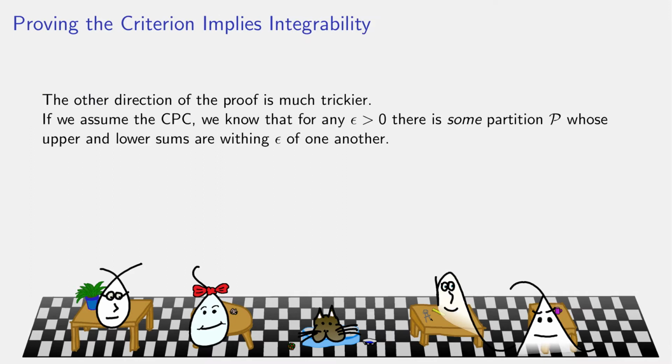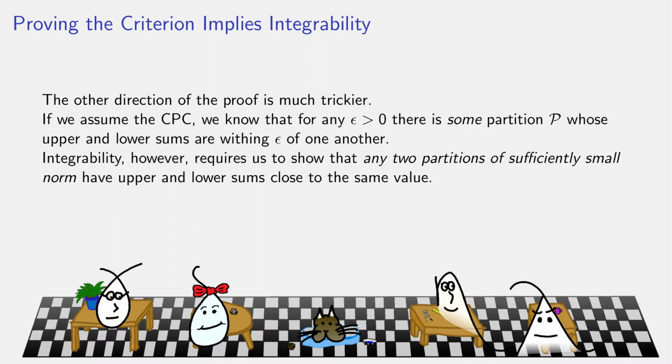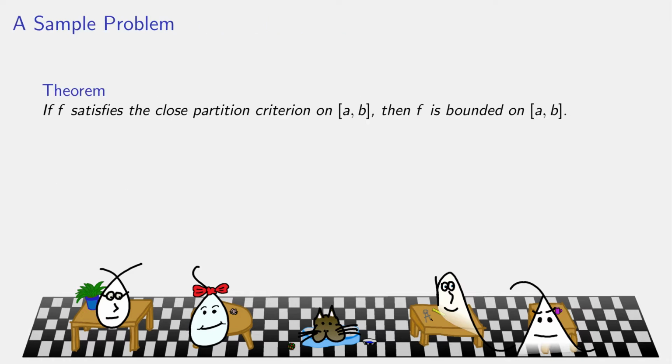So let's start it. If we assume the closed partition criterion, that says for any epsilon there is some partition whose upper and lower sums are within epsilon of one another. What we need to show, however, for integrability is that any two partitions of sufficiently small norm have upper and lower sums close to the same value. So we're going to do this in several steps. The first one is, if f satisfies the closed partition criterion, it must be bounded. We know, for example, that if a function is integrable, it must be bounded. And if we're trying to show closed partition criterion implies integrable, it's a useful step to show, I don't know yet whether or not the function is integrable, but at least it's bounded.